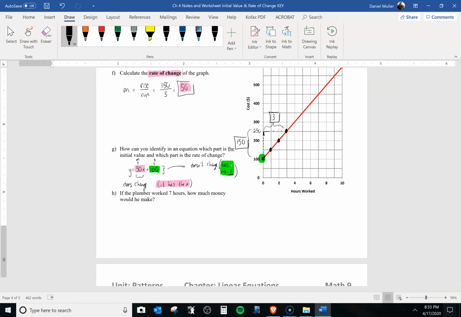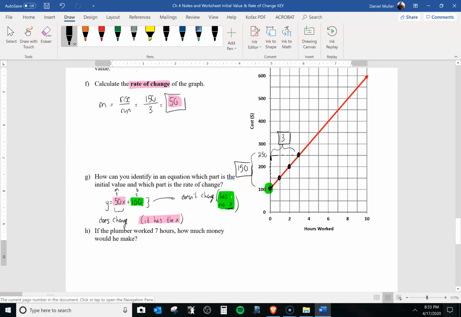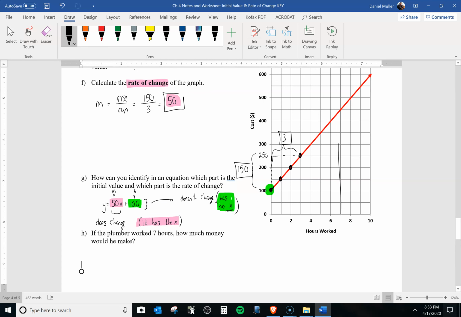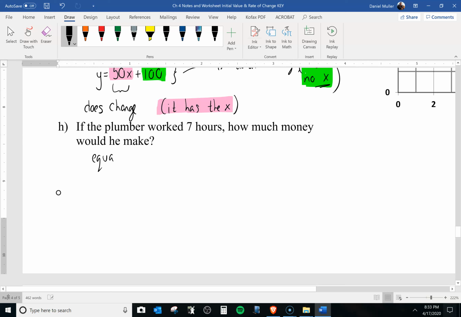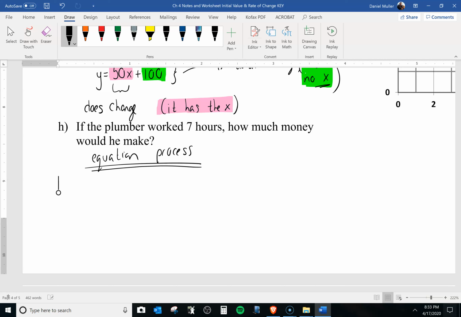And so if you could see here, I created this line, and you could go up 7 hours and go up to here and take a look. And you could say, well, 7 hours goes up here, and then over here looks like around 450. But how could we do that with an equation? So, equation process. Then we don't even have to do any graphing, which is kind of nice. If we have the initial value and the slope, we can just put it into this equation.